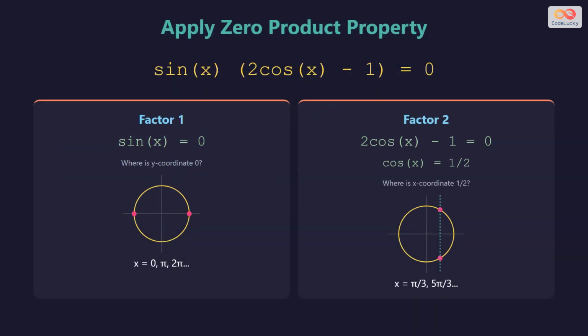Now that we have factored the equation, we apply the zero product property. This property states that if two things multiply to 0, one of them must be 0. So we split our problem into two branches. Branch 1, sine x equals 0. Branch 2, 2 cosine x minus 1 equals 0, which simplifies to cosine x equals 1/2. Now we just need to find the angles on the unit circle that satisfy these simple conditions.